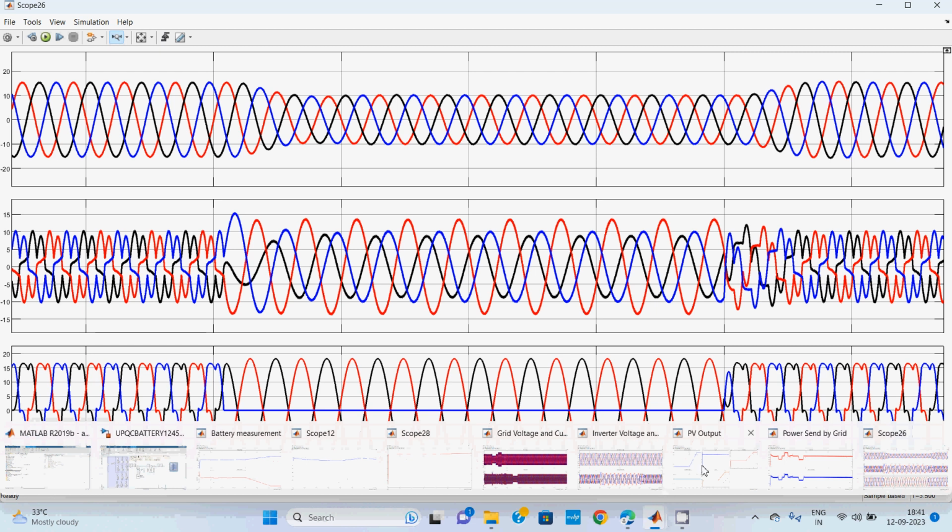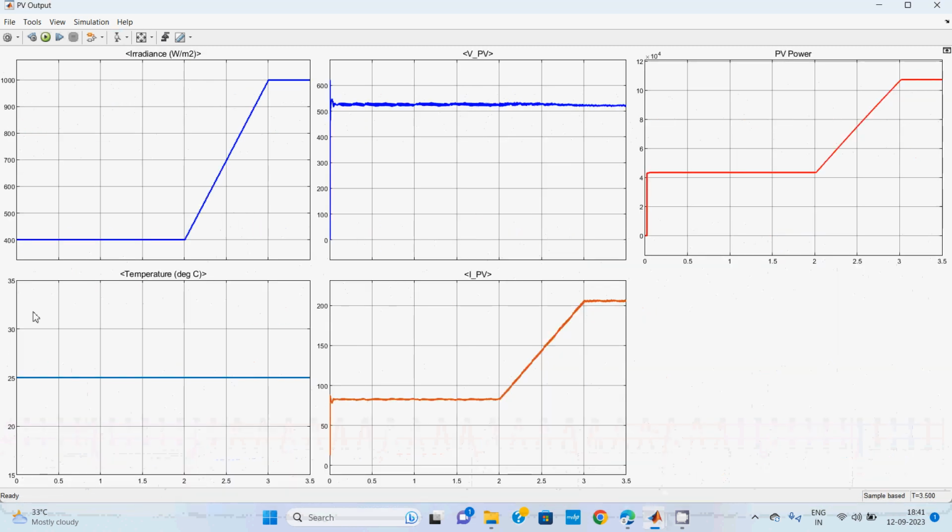Regarding the solar parameters, initially I am using 400 watts per meter square from 0 to 2 seconds, and then at the third time interval I am increasing the radiation to 1000 watts per meter square. This is one case in the design. I am changing the radiation, and then we need to see how it acts, right? For that purpose we are showing voltage, current, and all these things related to the design.